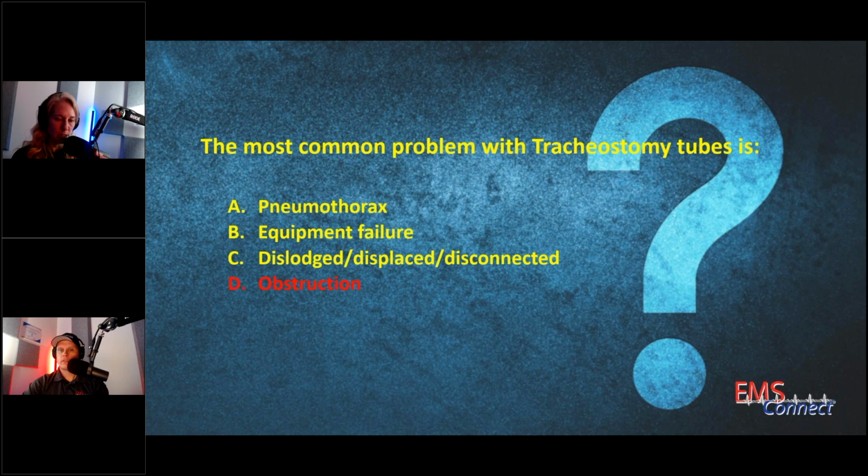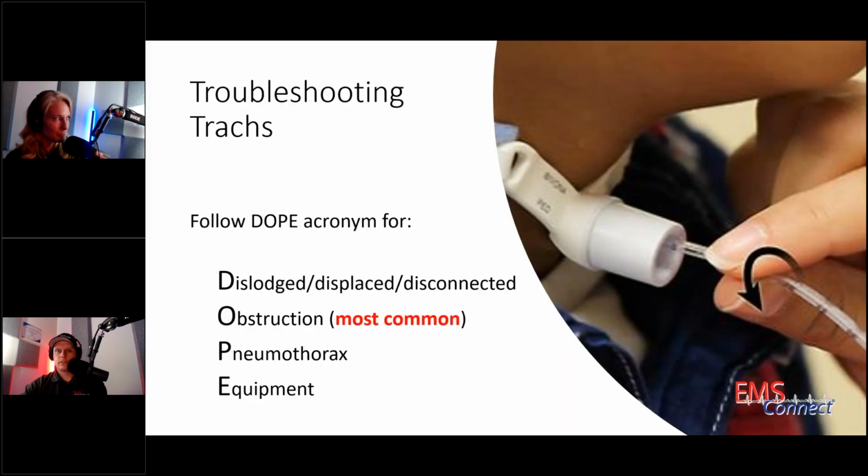But obstructions, if they've got mucus or a mucus plug, it is sometimes very hard to get those out. The suctioning method, being able to time the suction with the patient's breathing, and not suctioning for too long, because then they can become hypoxic. Things along those lines, being aware of and educated about when you're around a trach patient. Sometimes those obstructions are the trickiest part.